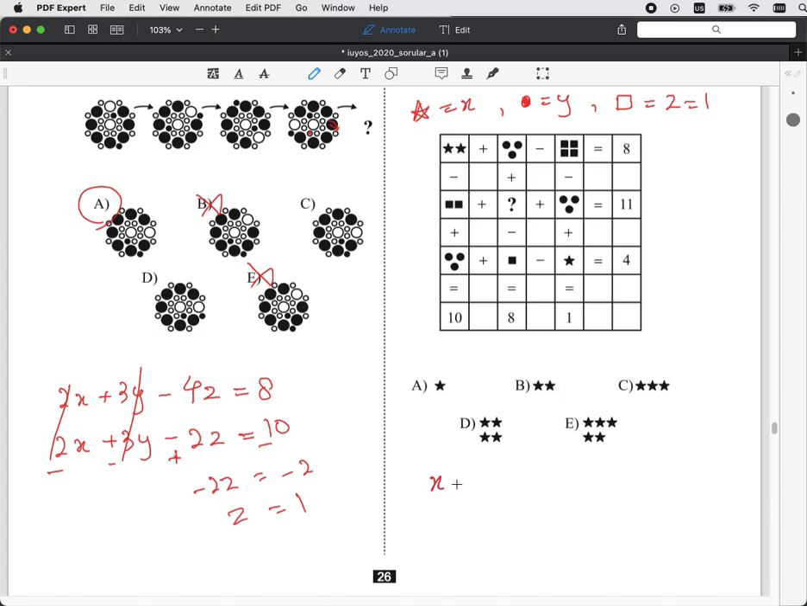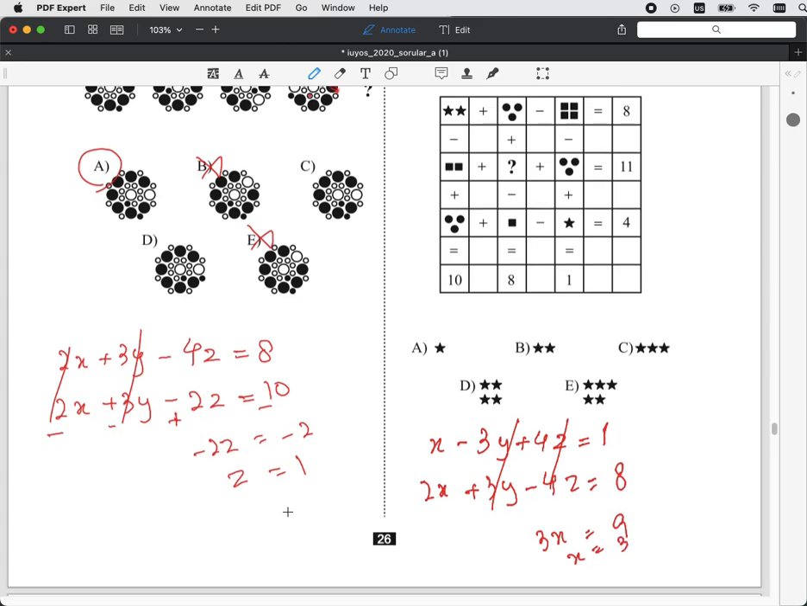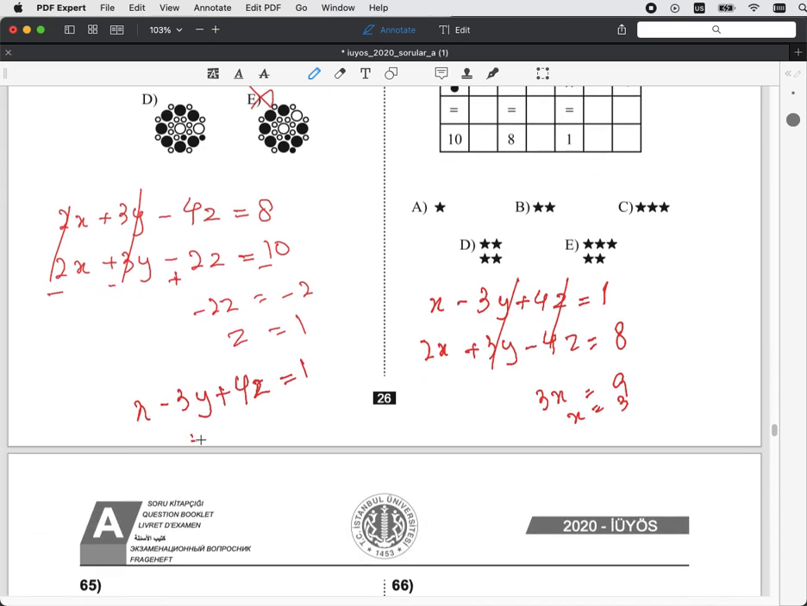X minus 3y plus 4z is equal to 1. It is 2x plus 3y minus 4z is equal to 8. Z we go, y we go. 3x is equal to 9, x is equal to 3. X minus 3y plus 4z is equal to 1. Minus 3y, z is 1, plus 4, plus 3 is equal to 1. 7 minus 7 minus 6, minus 3y equal to minus 6, y is equal to 2.